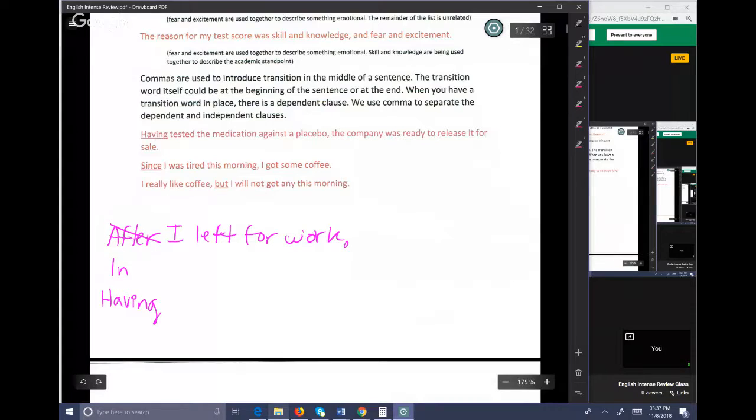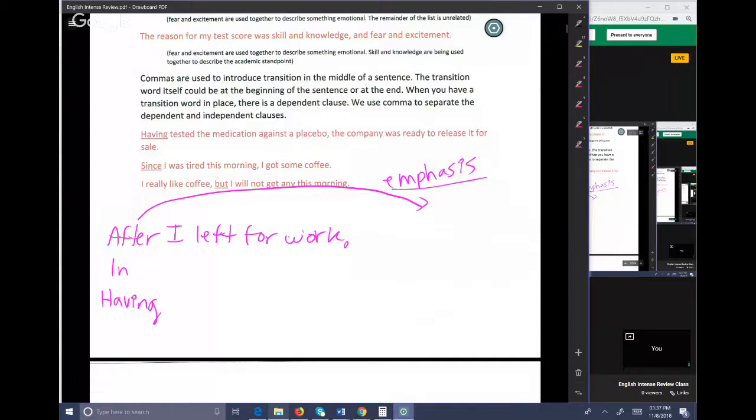When I start with this word after, now I'm clearly putting an emphasis somewhere else. So by putting the word after right there, it goes from you as the reader thinking that I'm telling you I left for work to now you as the reader thinking that's not my point. The fact I did leave for work is not my point. My point is going to be whatever happened after that.